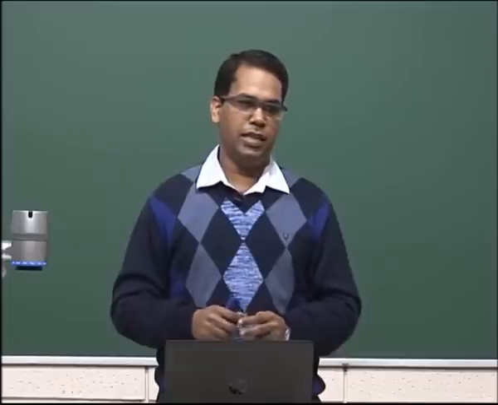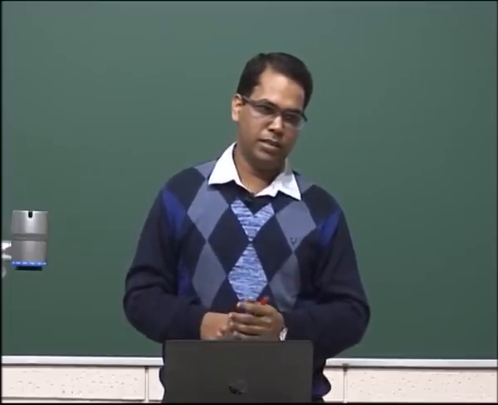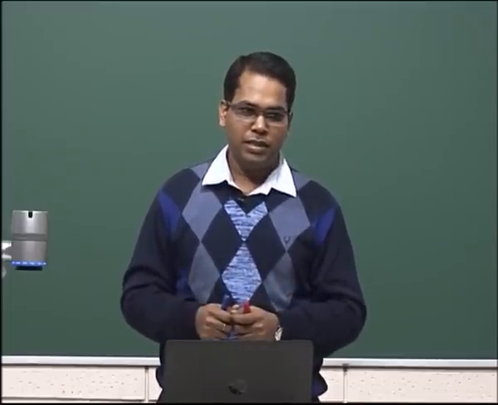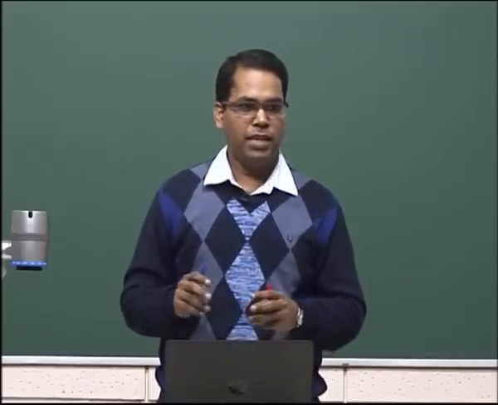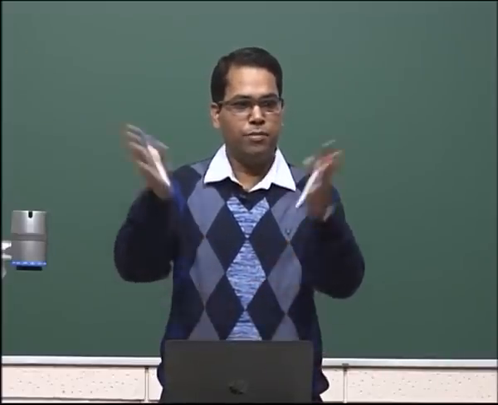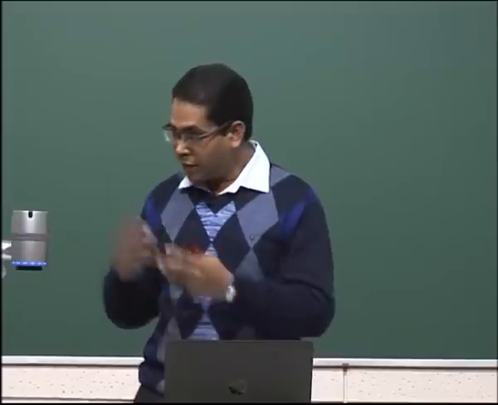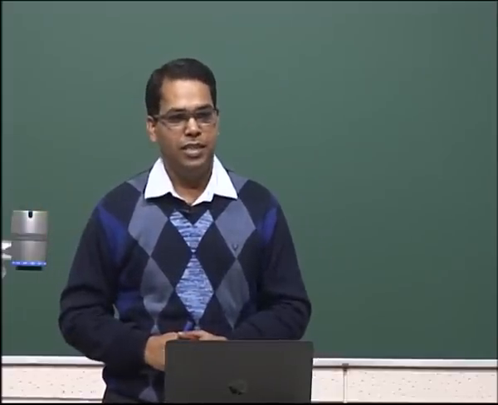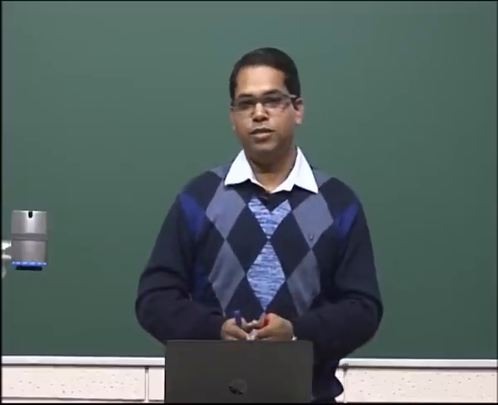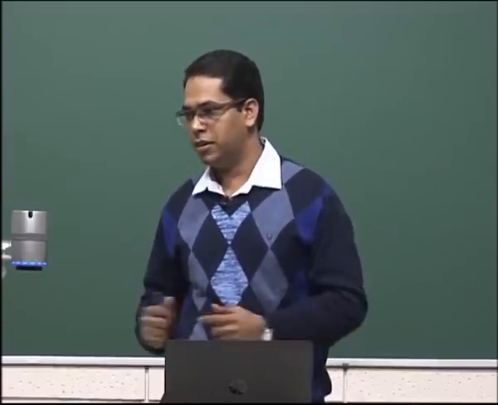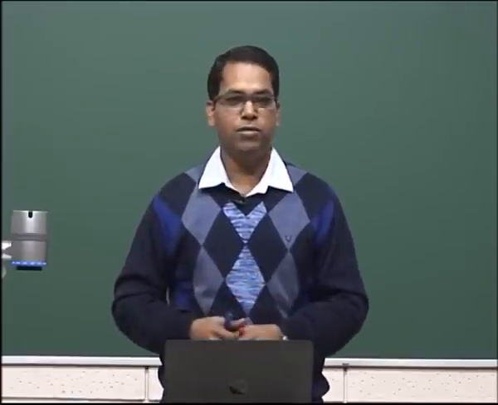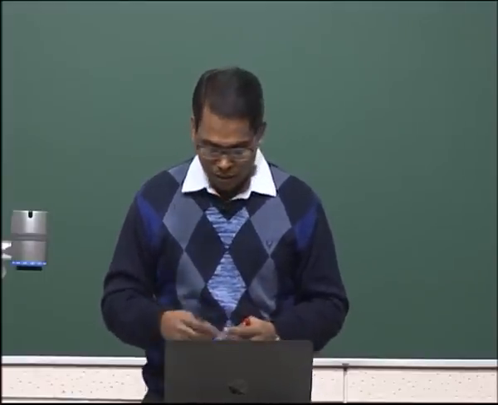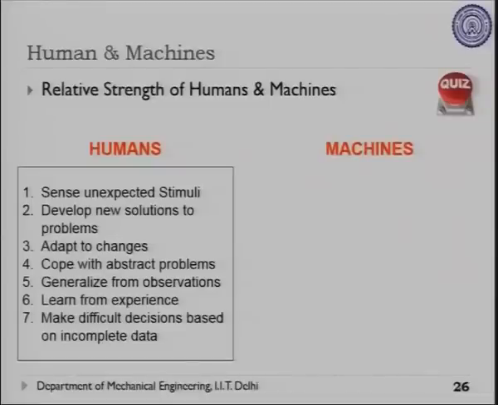Second thing is unexpected stimulus. Something unexpected happened. If I have placed some sensors around and something happens beyond what I have programmed these sensors for, an unforeseen circumstance, you can take a decision immediately in this room and act according to that, even though you have not programmed for it. Machines cannot do that. So these are the things I would like to highlight here.